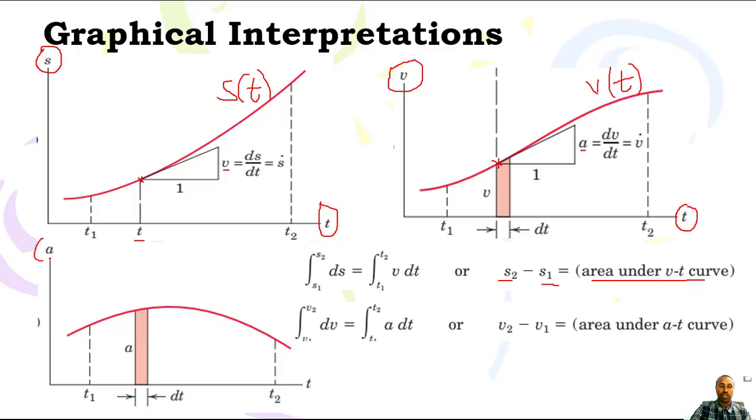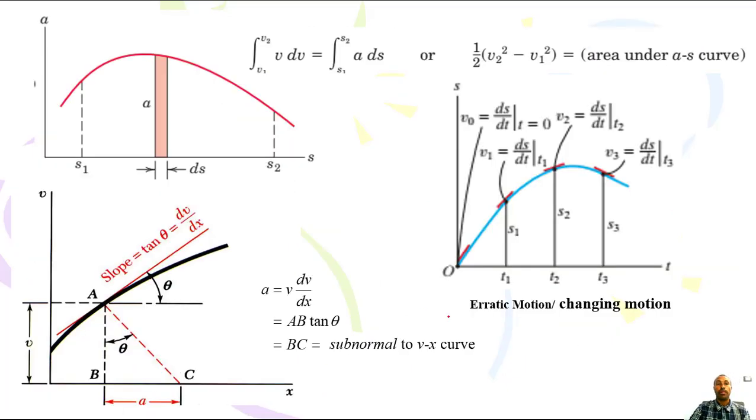If you are given acceleration versus time, you can take a similar approach: integral of dv equals integral of a dt, so the area under the a-t curve will give you the change in velocity of a body over a particular interval. And again, if you have acceleration versus s, v dv is equal to a ds, then the area under the a-s curve will give you this, which is important.